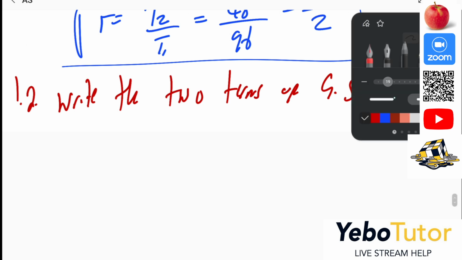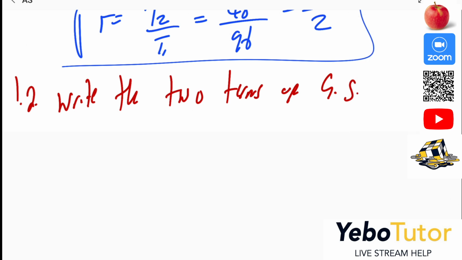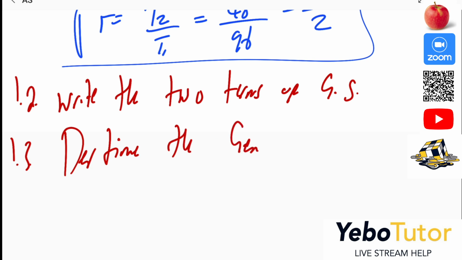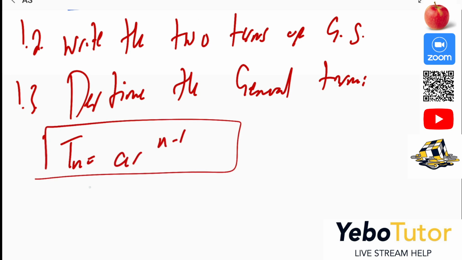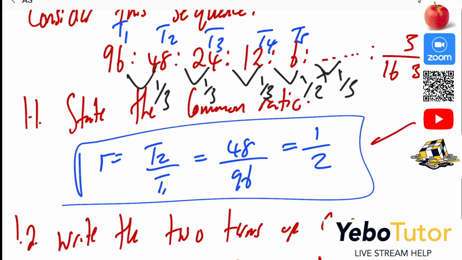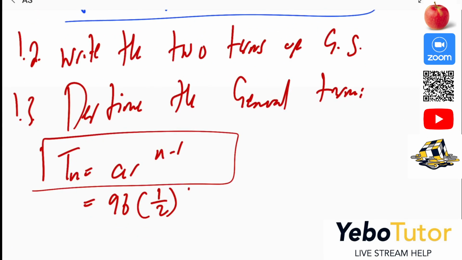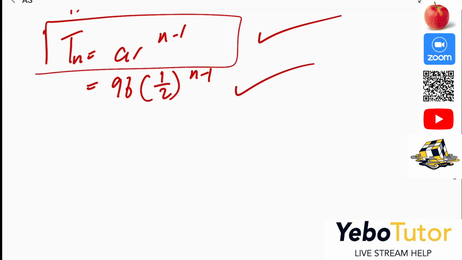Now, the other question that can be brought forth is to determine the general term, which is 1.3. Now they say, okay, now determine the general term. Easy stuff. And how do you do that? We know that our Tn is always equal to a r^(n-1). And your a is your first term. And in this instance, what is our a? Our a is given as 96 multiplied by our r. Our constant ratio is the one which we have calculated here, which is 1 over 2. So we have 1 over 2 to the power n minus 1. You are done. You get your 2 marks, 1 mark here, 1 mark here. Full stop. That's your general term of this geometric sequence.